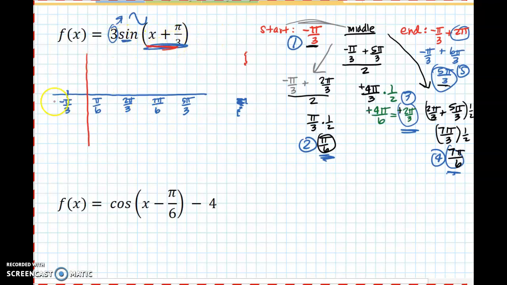So we don't have a vertical shift, so we're centered on the middle. But we are 3 above the center and 3 below the center because of our amplitude. And then this is negative pi over 3, so this is right here. Start on the middle. And remember, we go middle, top, middle, bottom, middle. So middle, and then we go to the top on pi over 6. And then back to the middle at 2 pi over 3. And then down to the bottom at negative 3. And then we come back to the middle right here. So there's our sine graph.